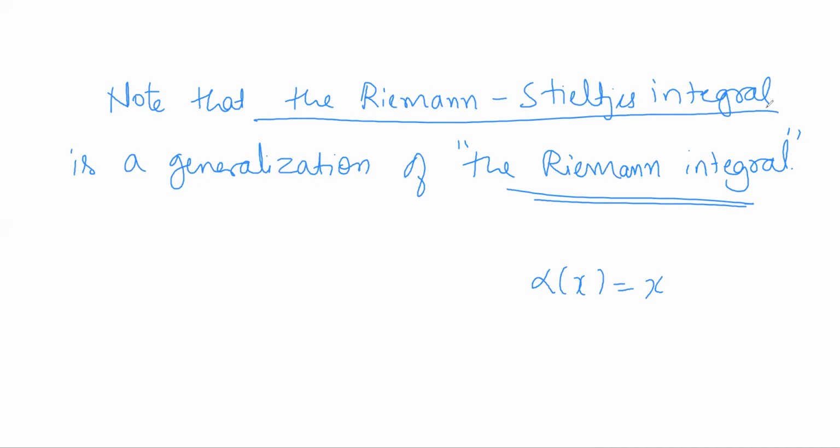So you have to remember this, you have to note this. What is the relation between the Riemann Stieltjes integral and the Riemann integral? The Riemann Stieltjes integral is a generalized one. The Riemann integral is a particular one, which is a particular case of the Riemann Stieltjes integral. And in this video, we discussed the Riemann integral, the Riemann Stieltjes integral, and the relation between the Riemann Stieltjes integral and the Riemann integral.